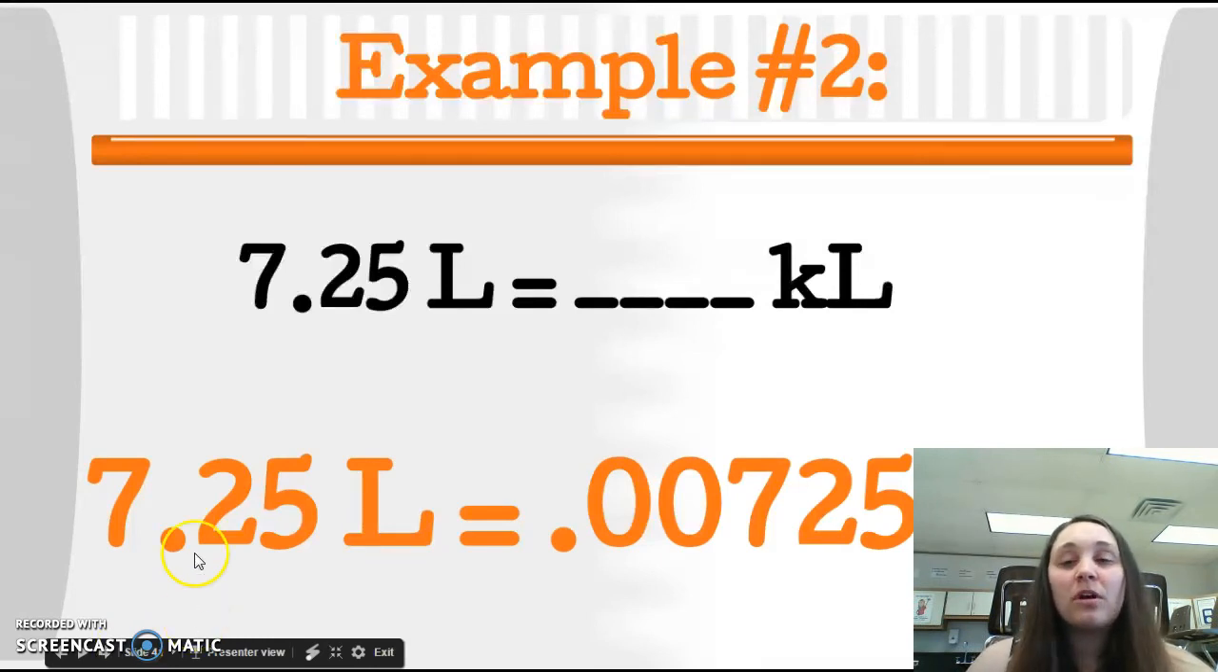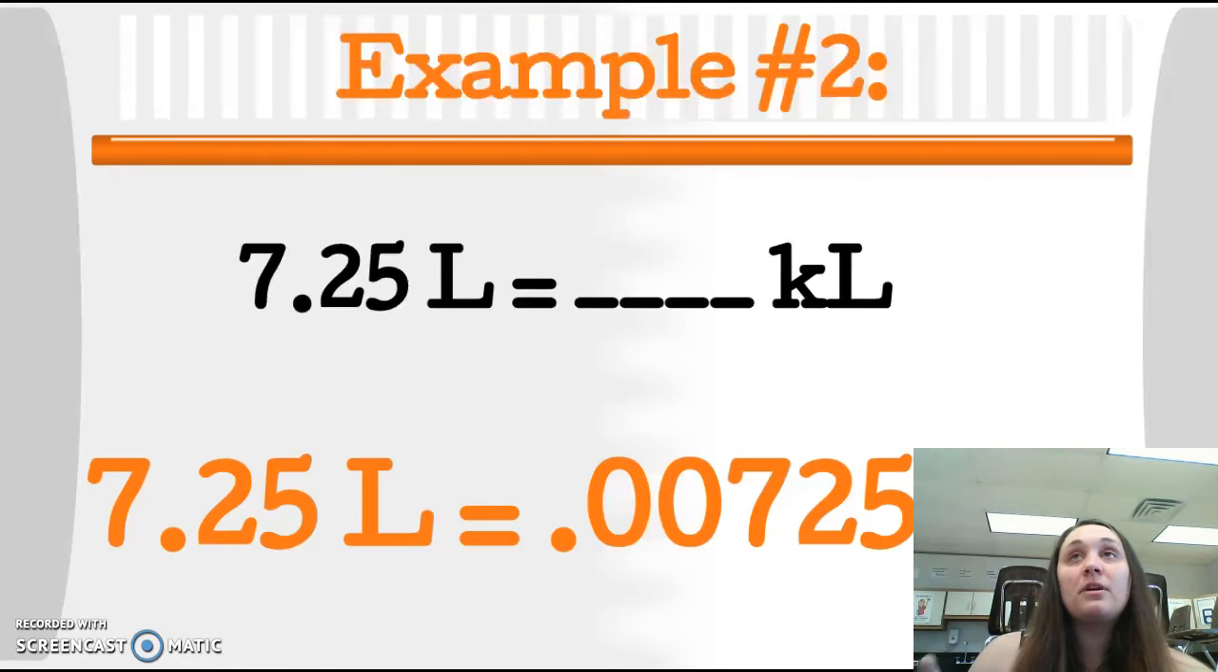And you can always check your work because kilo is like a big unit, so the numbers are going to be smaller. They should always be opposites. So if the number is big, the unit is small. If the number is small, the unit is big.